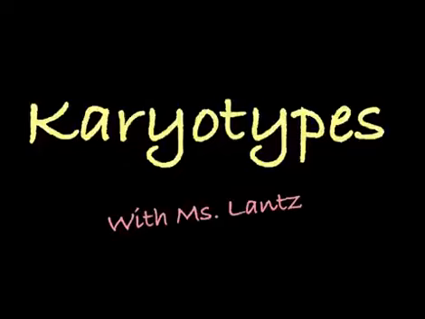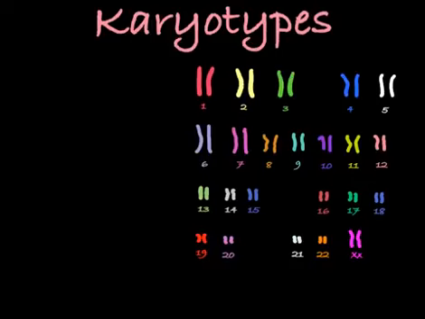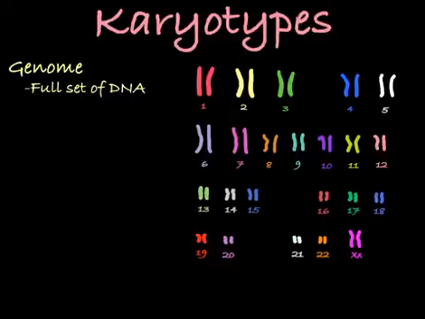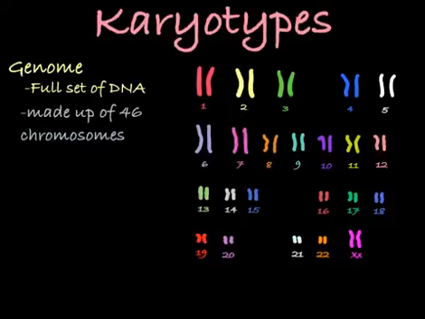In this video, I will teach you how to read a karyotype. So what are we looking at when we see this image? This is a person's entire genome, a full set of their DNA, which contains all of their genes that influence their traits. As you can see, the genome is split into 46 individual molecules of DNA called chromosomes.